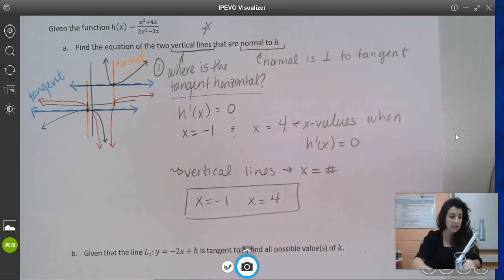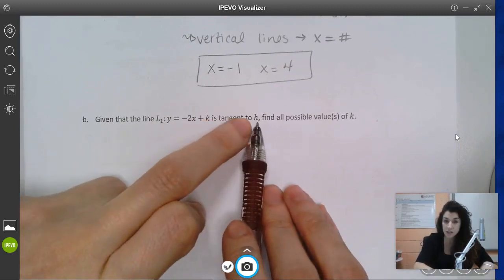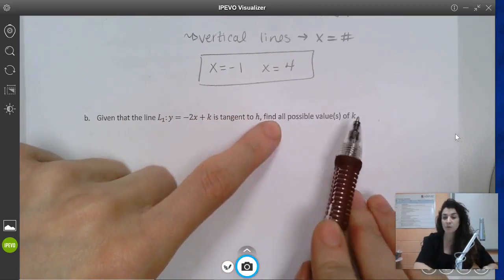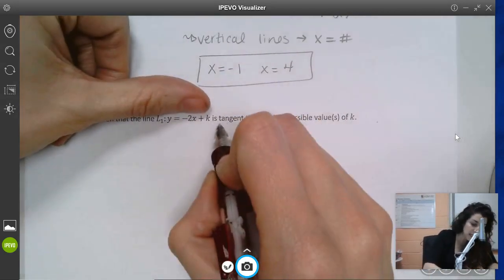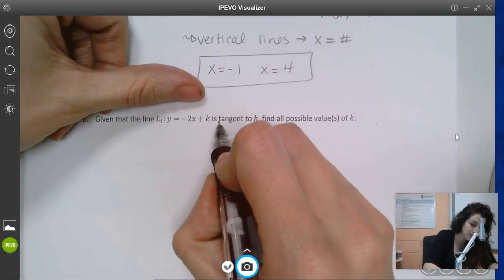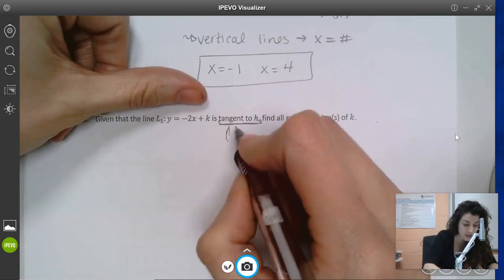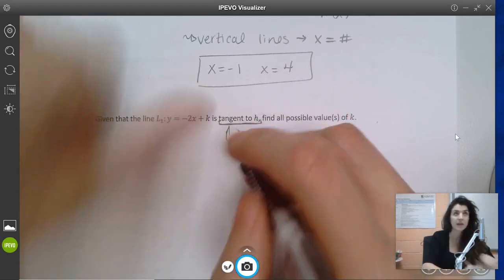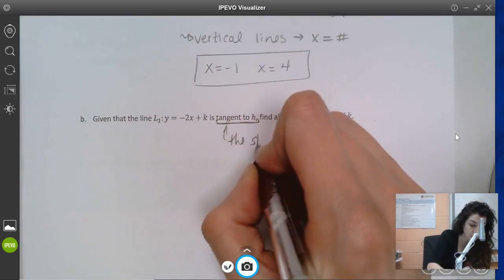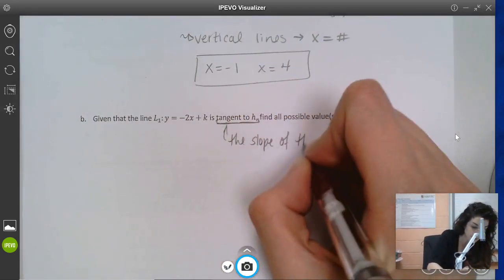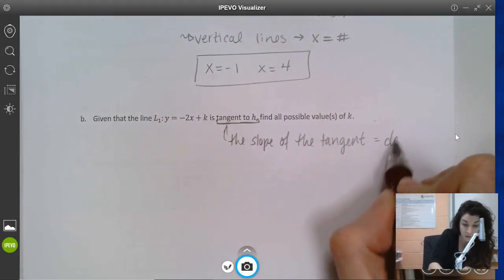Next one. It says, given that the line y equals negative 2x plus k is tangent to this graph, find all possible values of k. All right, so we're talking about tangent. And when we're talking about tangents, we tend to talk about the derivative. When we're talking about the tangent, we typically talk about the slope of the tangent, which is your derivative.